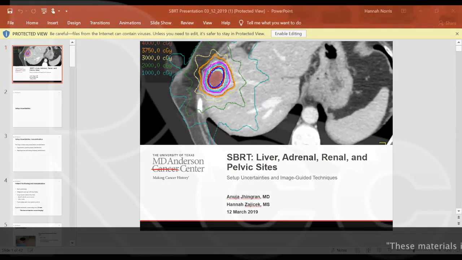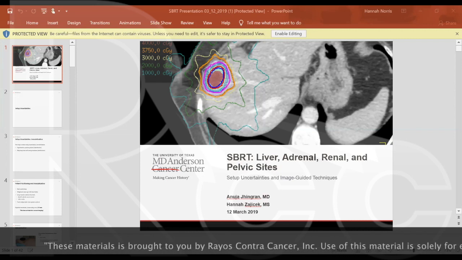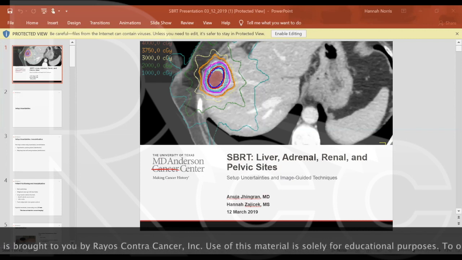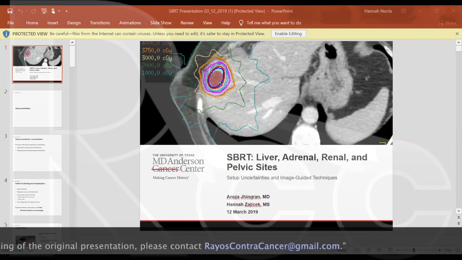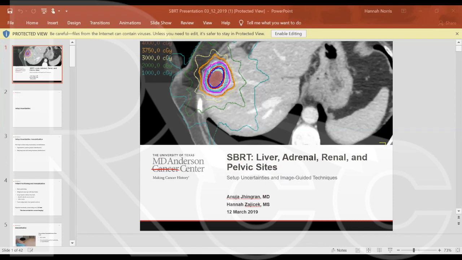Today, we're going to be talking about extracranial SBRT. I believe somebody else is covering lung SBRT as well as pancreas. So today, we're going to be focusing on other abdominal and pelvic sites, specifically liver, adrenal, kidney, and general pelvis. We're going to be talking about setup uncertainties and image-guided techniques. We're going to jump right in and start with setup uncertainties.